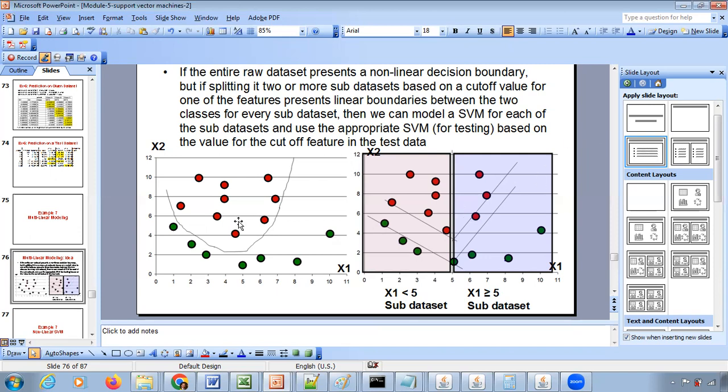So if your data is more like a wavy thing, then we could use this approach to build multiple linear classifiers for the different sub data sets. And depending on which of the data sets the test data point falls into, you just test with that classifier. Okay, so with that we stop.